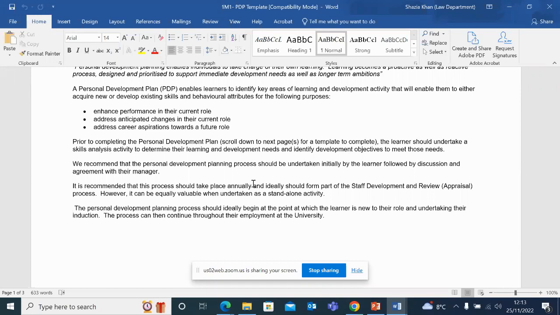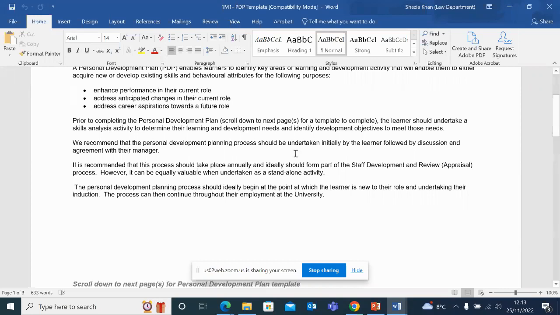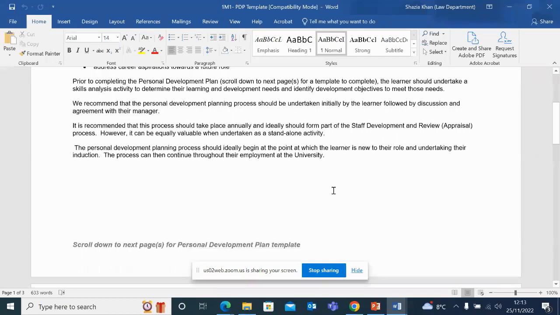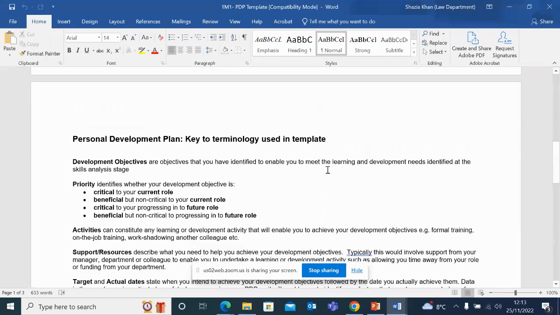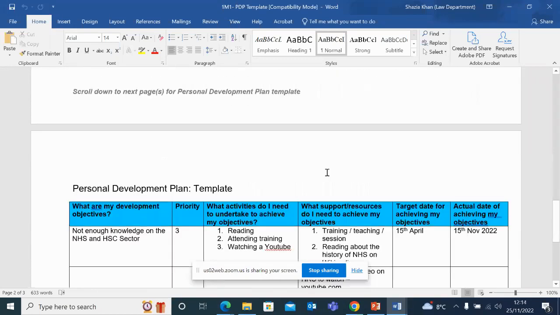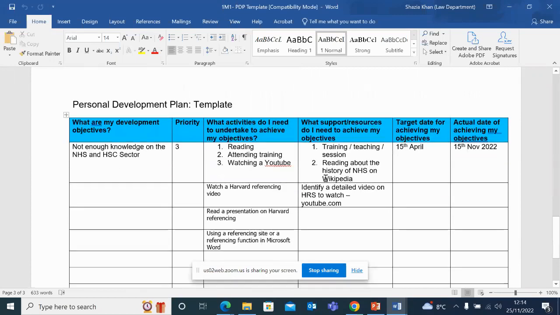We recommend that a personal development planning process should be taken initially by the learner, followed by discussion with the manager. It's recommended that the process should take place annually and should be part of a staff development and review process. However, equally, it could be a standalone activity. The personal development planning process should ideally begin at the point at which the learner is new. So this is just showing a personal development objective plan, key terminology that you might use. And this is your template of a personal development plan.